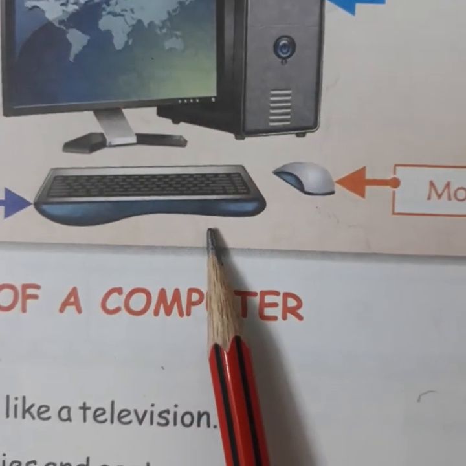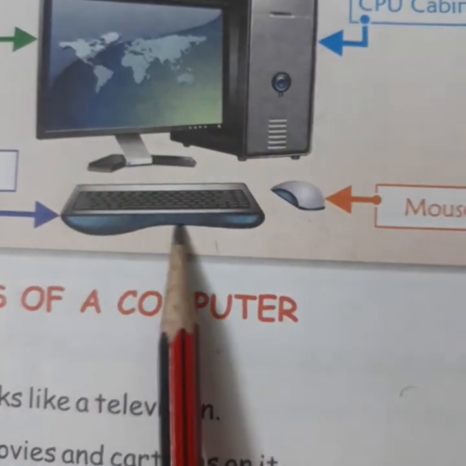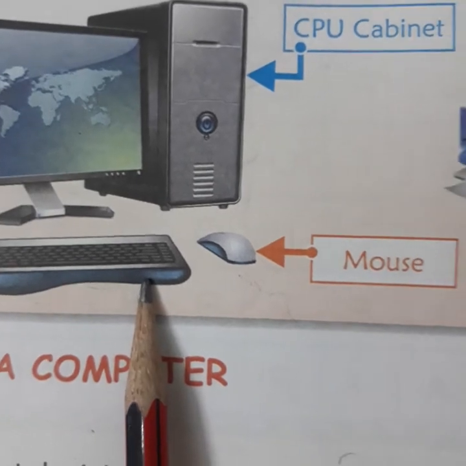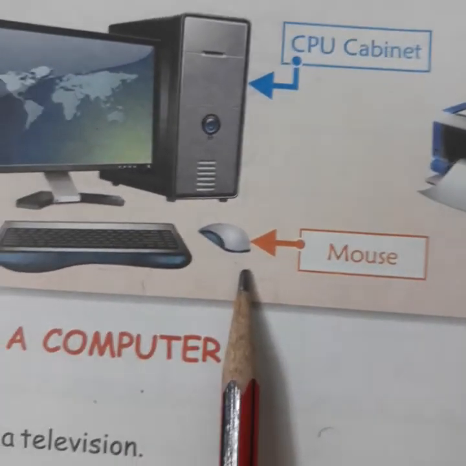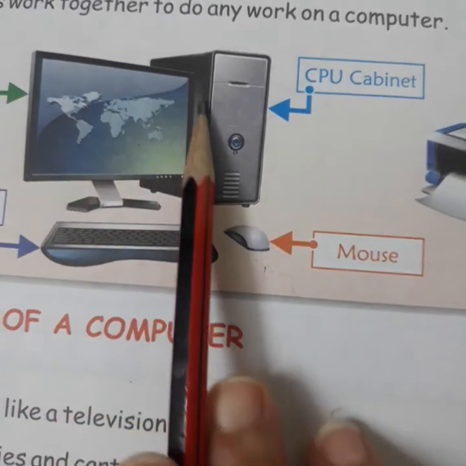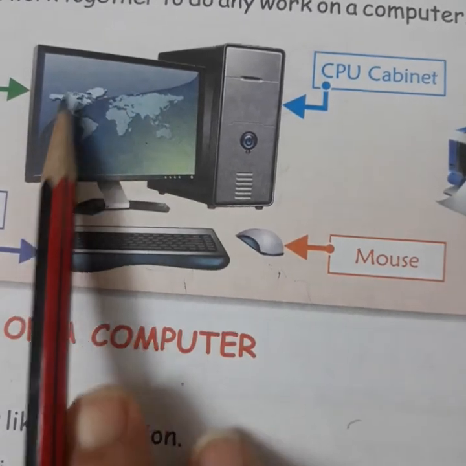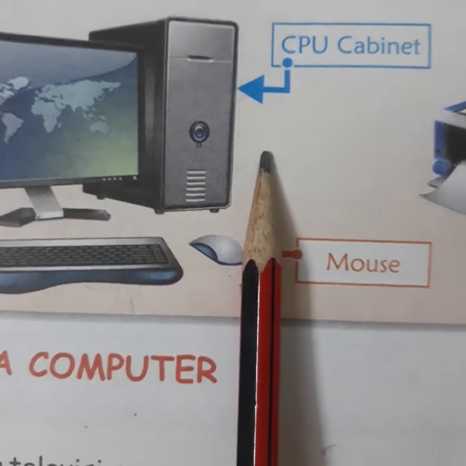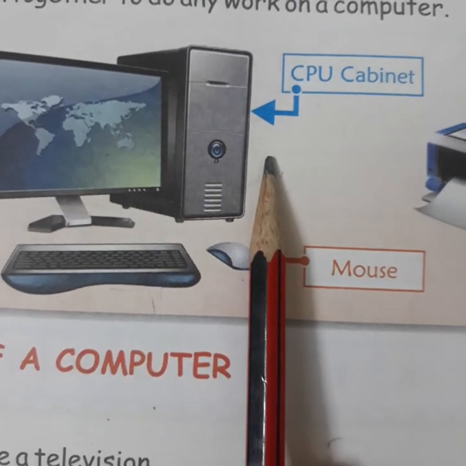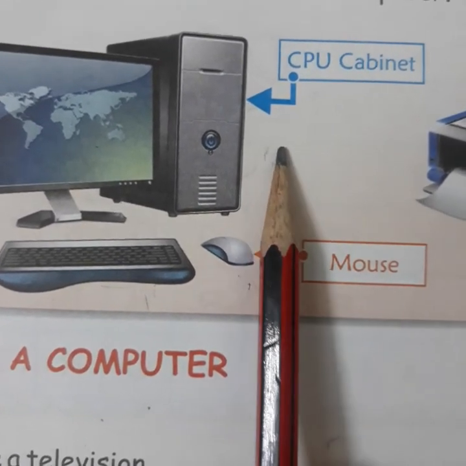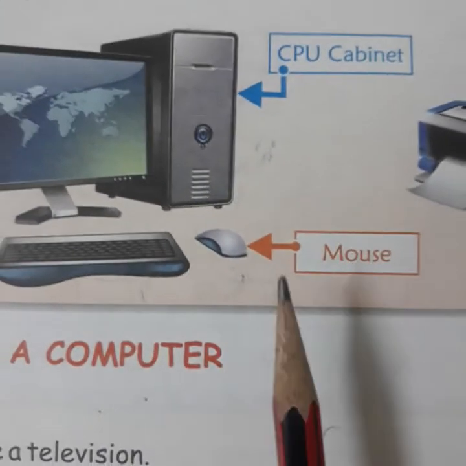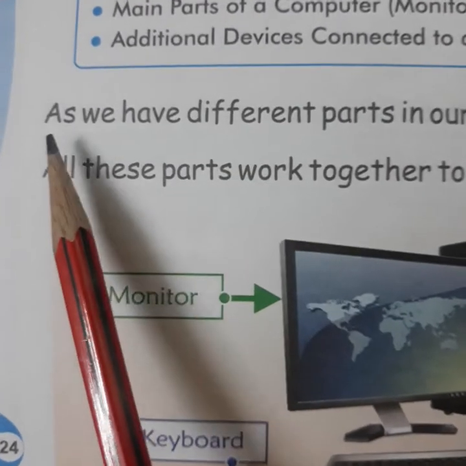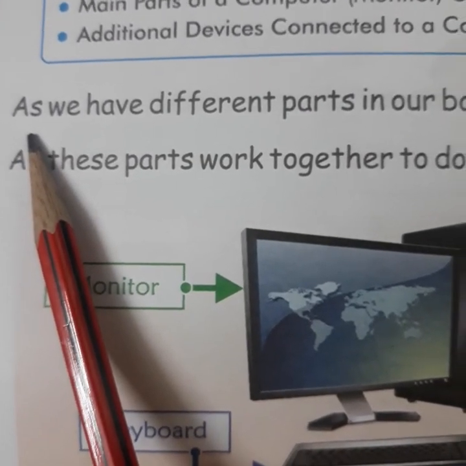What is the function of the keyboard? If you want to type anything, if you want to write anything, you use the keyboard. What is the use of the mouse? When you have to select anything on the computer, you use the mouse. And the CPU is the brain of the computer. How? That I will tell you. So let's get started with the chapter now and we will read it. You all have to read it along with me.